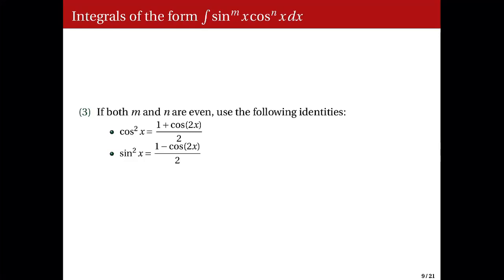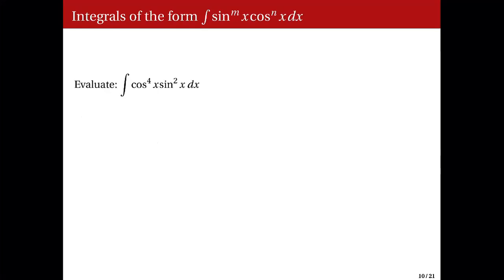So let's try to illustrate this part here. We want to integrate cosine to the 4 sine squared, so cosine to the 4x sine squared x dx. First, we write cosine to the 4x as cosine squared x quantity squared. And then the sine, well, let's just write it as this. It's still sine squared x.